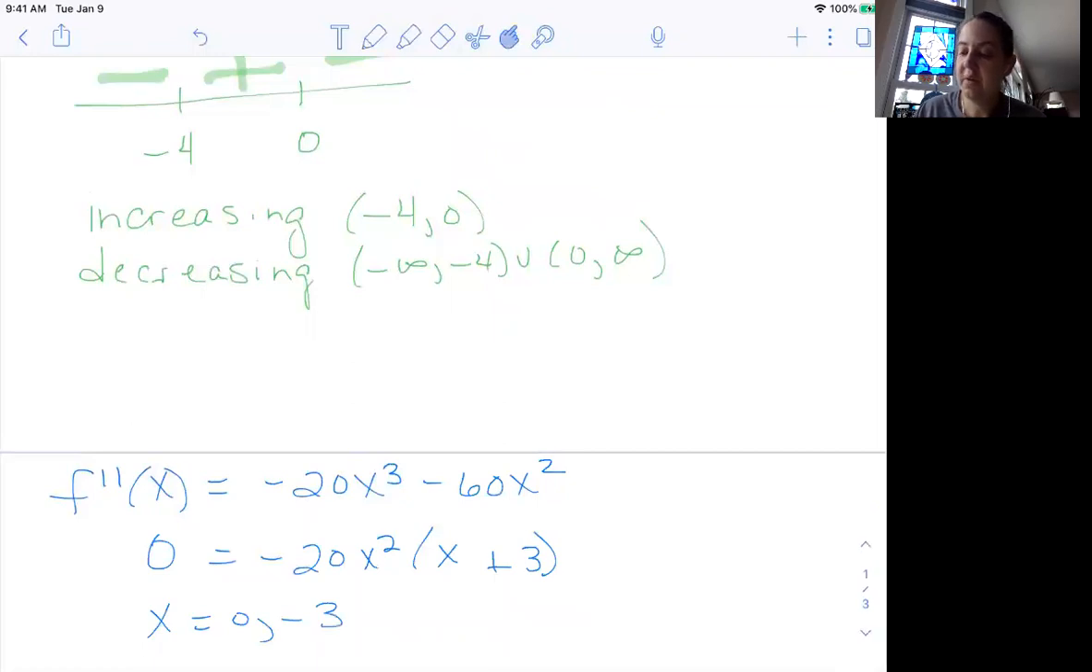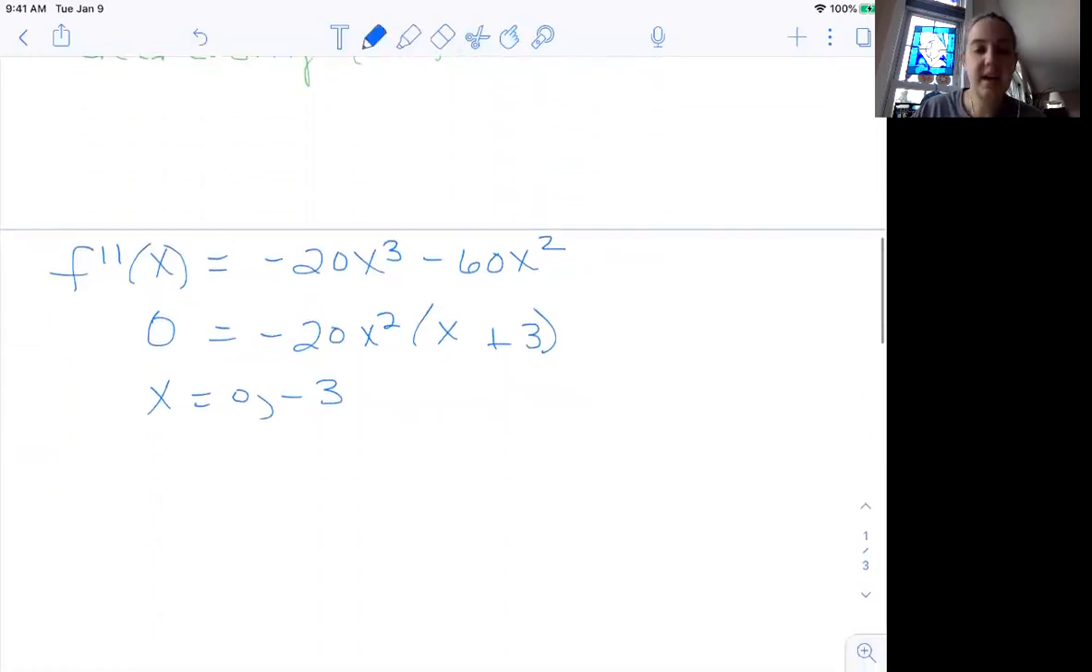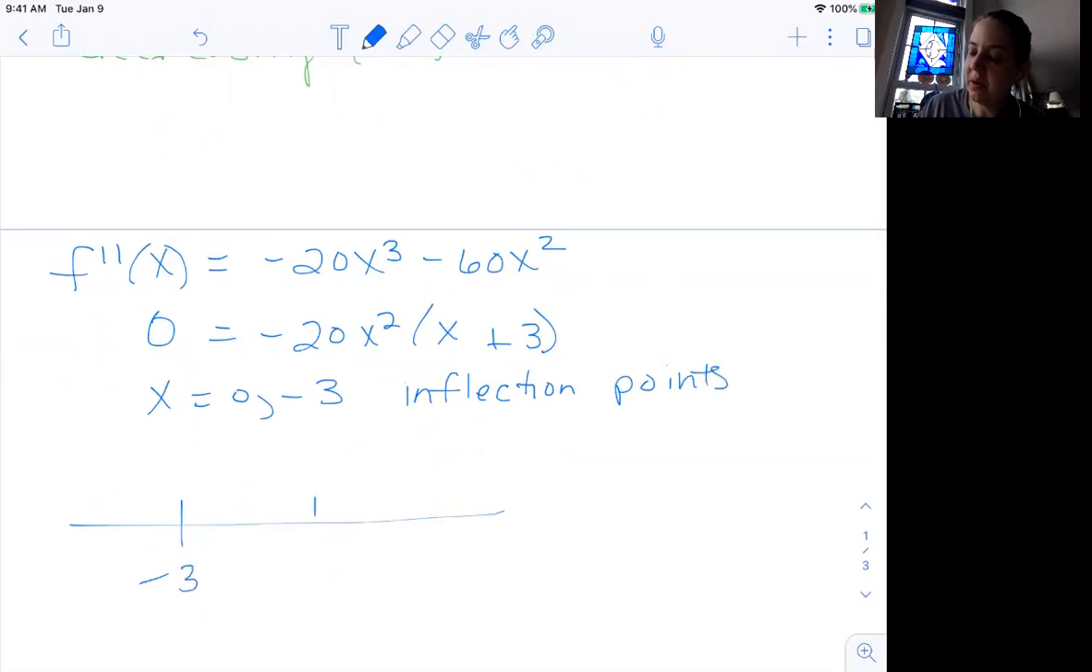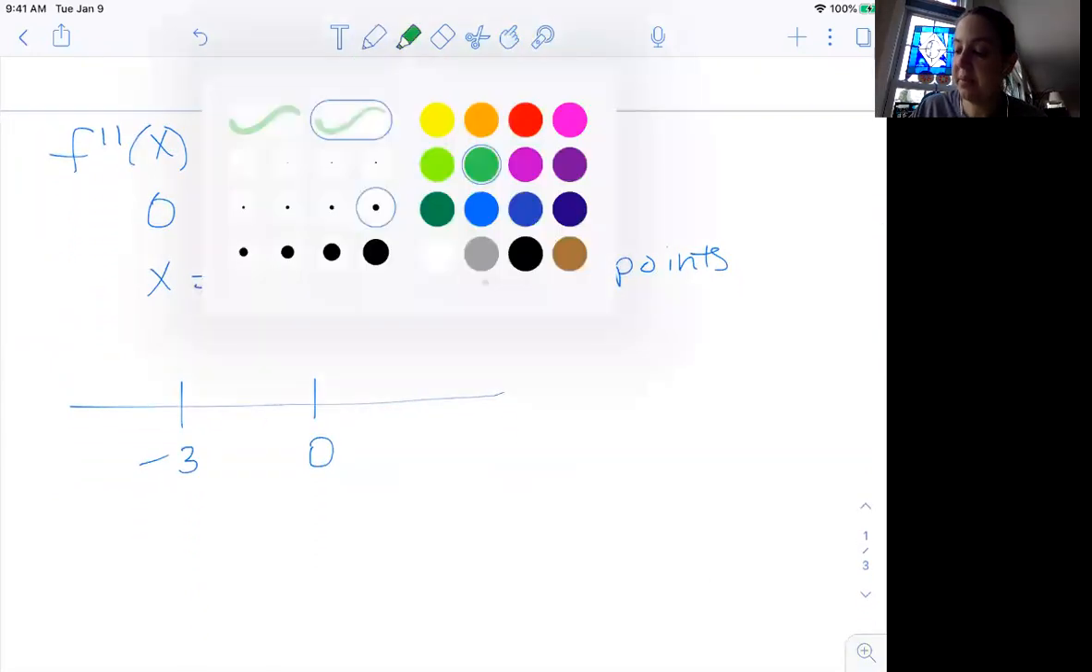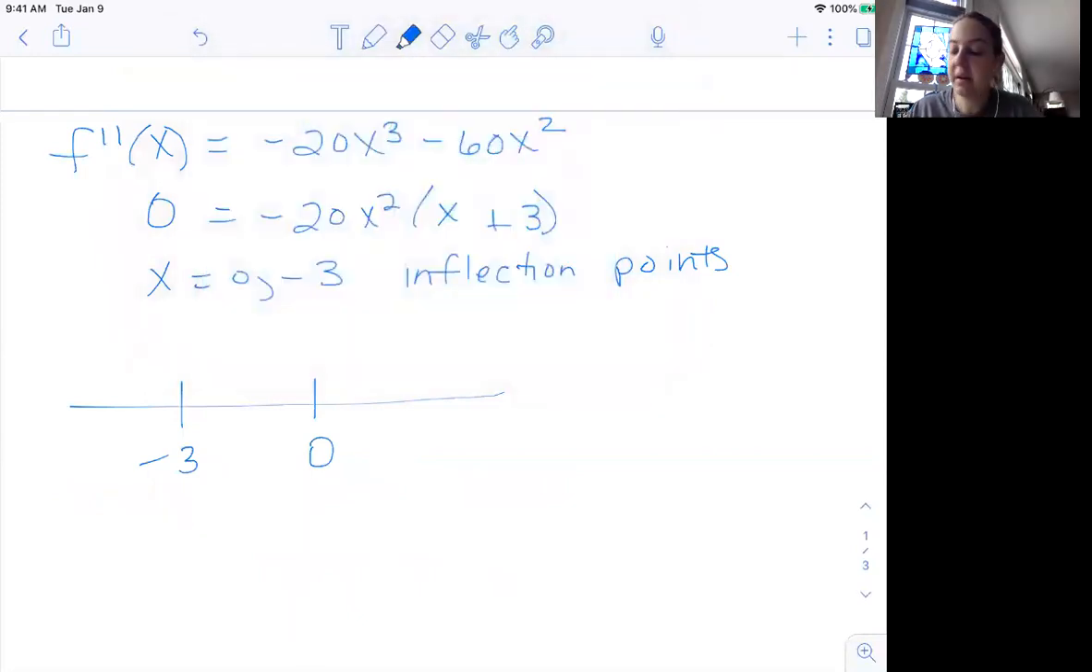Now, first derivative gave us critical points. Second derivative gives us inflection points. Again, we'll do the number line. We want to make sure they're in numeric order. And the values that I put in are going to go into the second derivative. Again, I like that factored version. It just works best for me. But if you're using a calculator, it really doesn't matter.